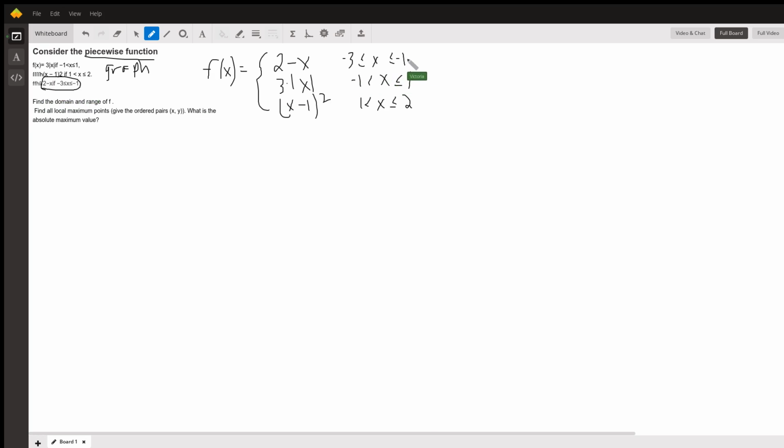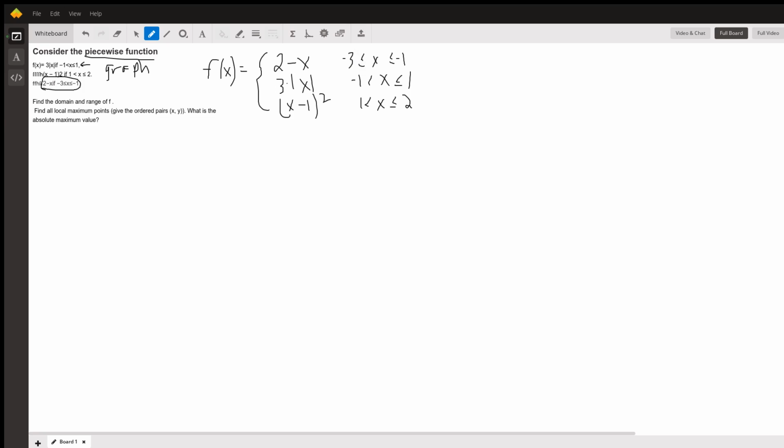and quits at -1. Then the next piece, the one on the top here, it starts where this one stops and finishes when x is 1. And then this one in the middle is actually the last one because it starts at 1 and it finishes at 2. So to see these, here we're going to first graph the one from -3 to -1.